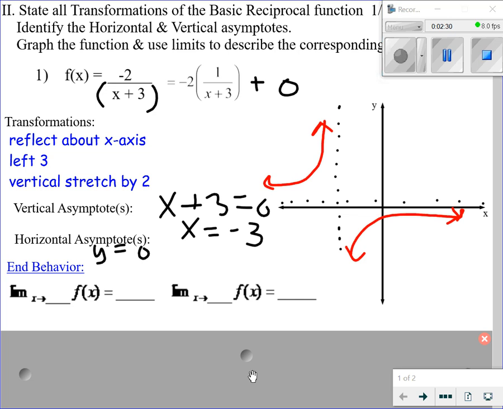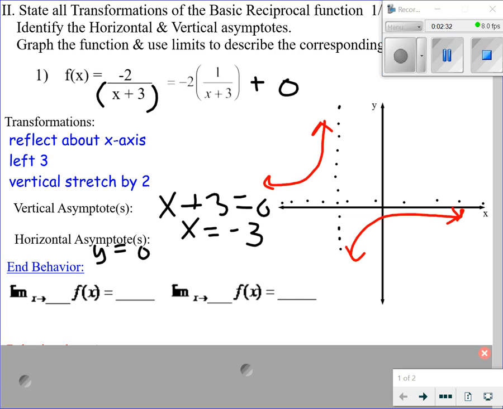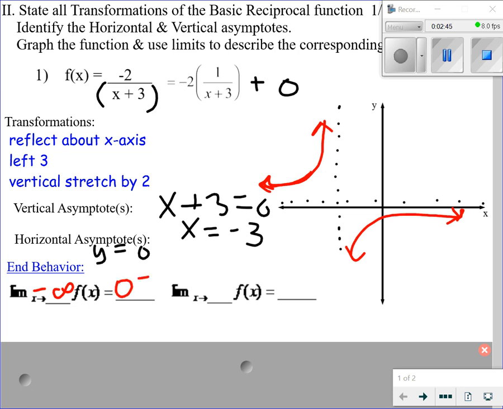Let's look at the end behavior, which is the left and right hand side of our graph. Does the graph go left forever? Yes, it does. So the limit as x approaches -infinity, the graph is getting closer and closer to 0 from above. Does the graph go right forever? Yes, it does. So the limit as x approaches +infinity, our function is getting closer to 0 from below.